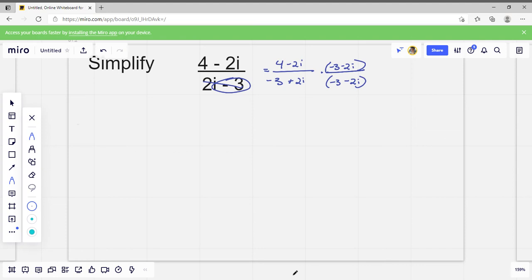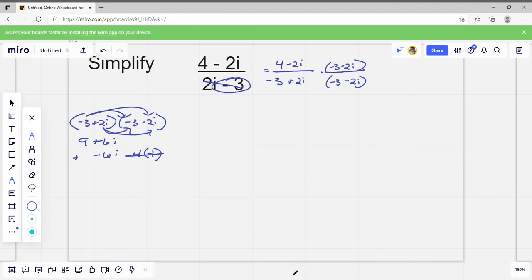Okay, so our bottom first, we're going to do negative 3 plus 2i times negative 3 minus 2i. 3 times 3 would be positive 9. 3 times 2 would be positive 6i. That would be negative 6i. And then 2 times 2 would be negative 4. And then i squared would be times negative 1. So all that would turn into positive 4.